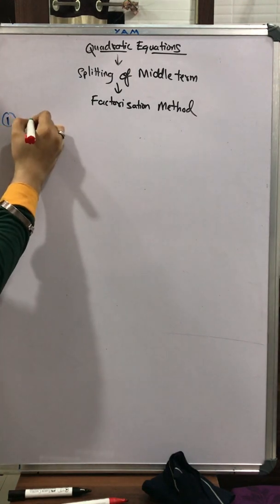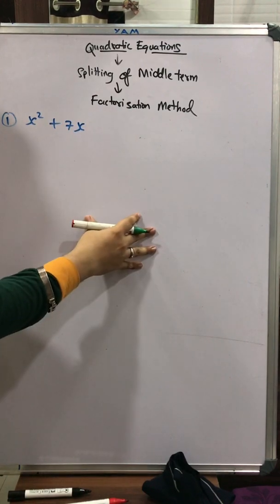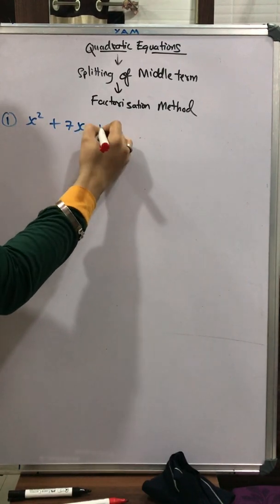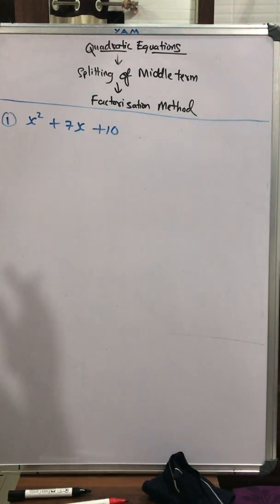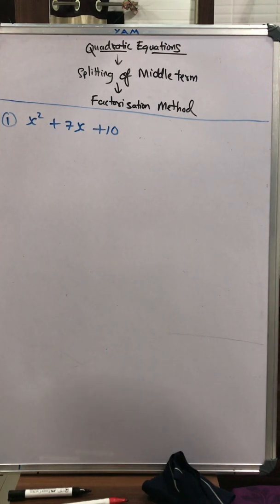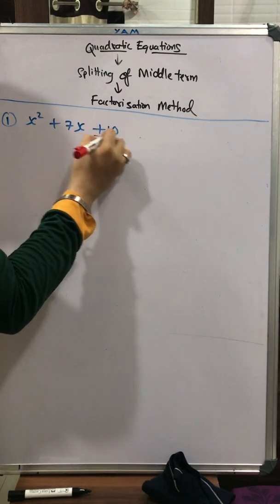First, x square plus 7x plus 10. Now please pay attention. First two sums are very important. I'll teach you from scratch how to solve these questions. We should read the sum from ulta, from the right hand side to the left hand side. First, if you see, I have here plus 10.